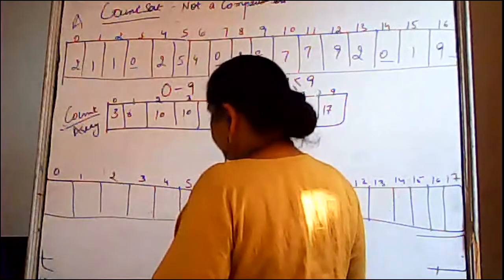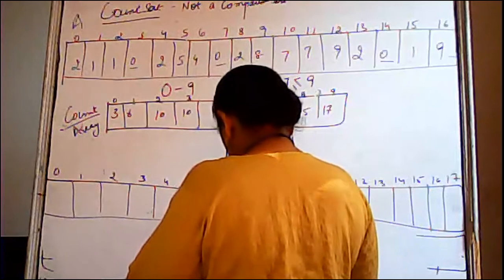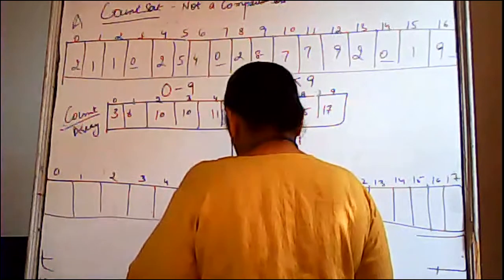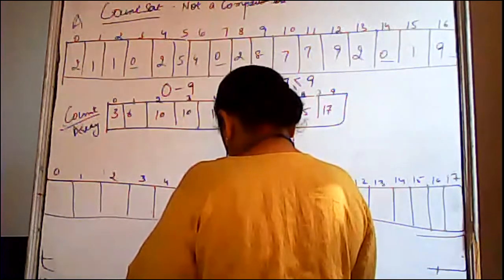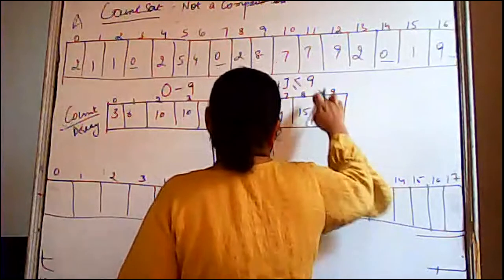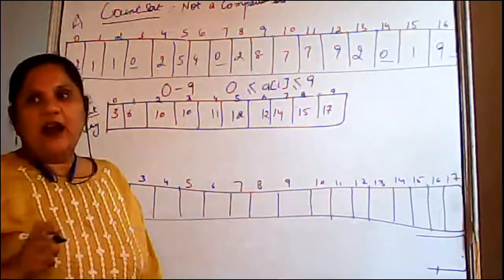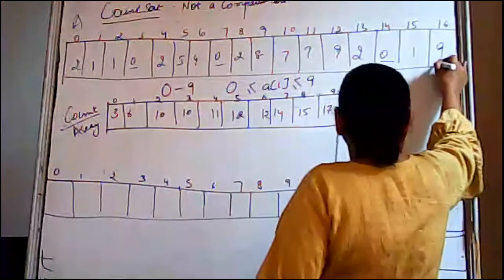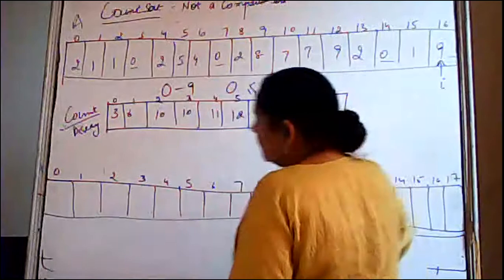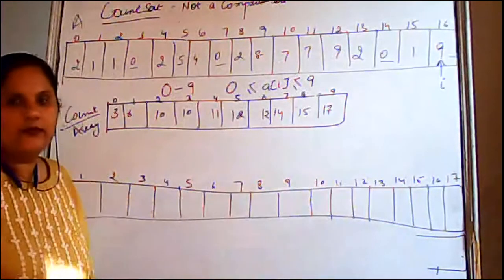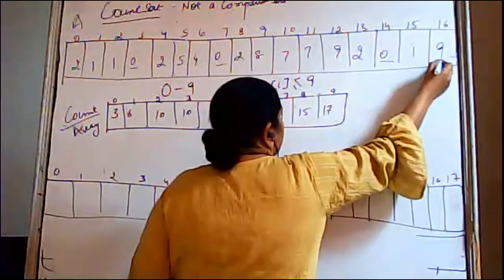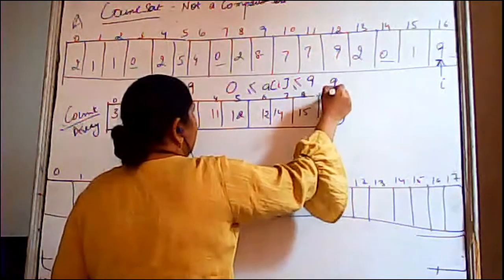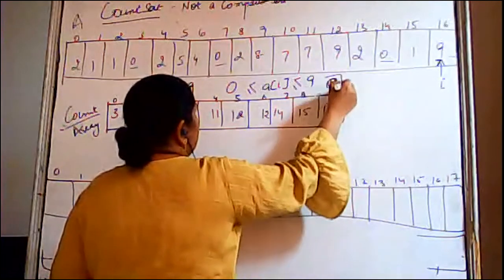Go to the location number. Start traversing the elements in the array from the last index. So start reversing. Take I to the last index. So the first number is 9. Go to location number 9 in the key array.